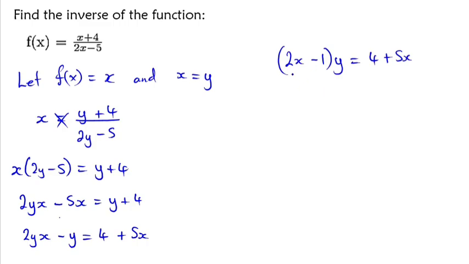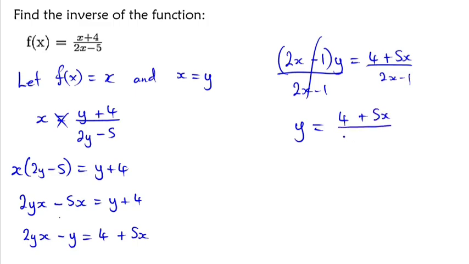So divide both sides by this. We'll say divided by (2x - 1), divided by (2x - 1). So this cancels, leaving us with y is equal to (4 + 5x) divided by (2x - 1). So now it's this y that actually becomes the inverse of x, which is equal to (4 + 5x) divided by (2x - 1), like that. So there you have it. This is the inverse.